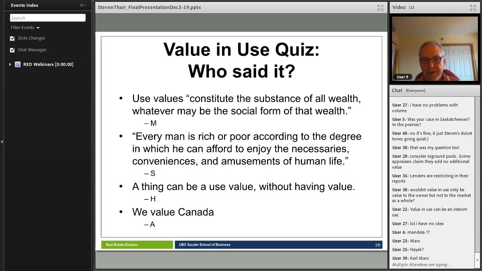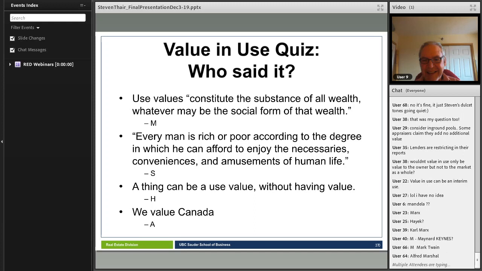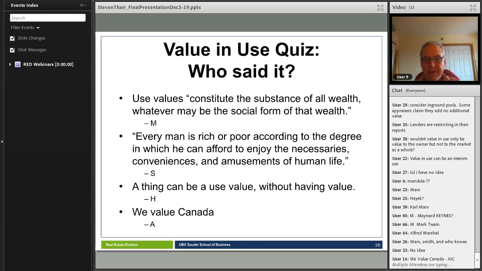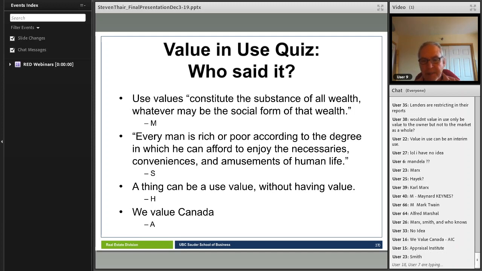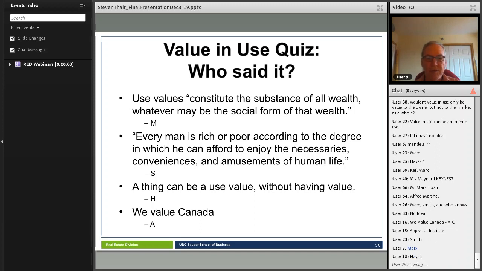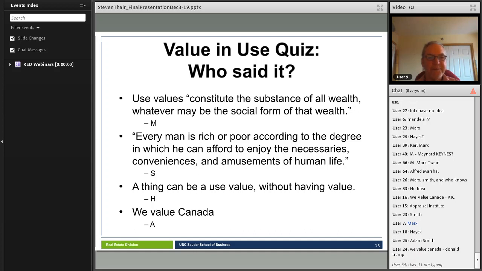I see some right answers. Lots of good stuff to comment on. Marx is right. The first one is Karl Marx. Guy Robertson says the second one is Adam Smith, which is correct. And the third one's obscure. It's a German economist named George Hegel. And the fourth one, Appraisal Institute.